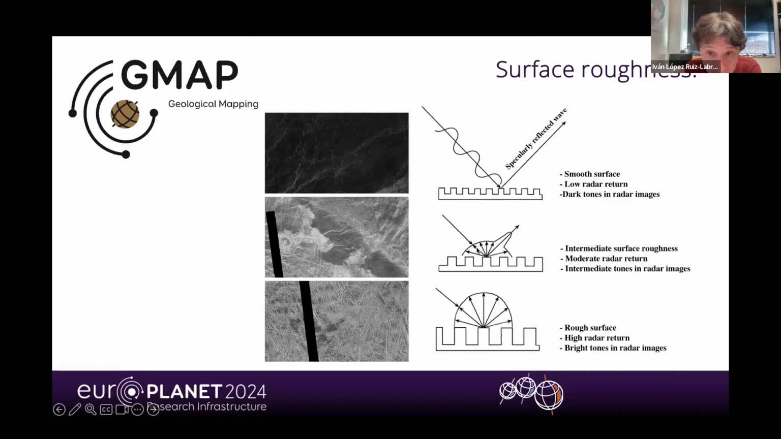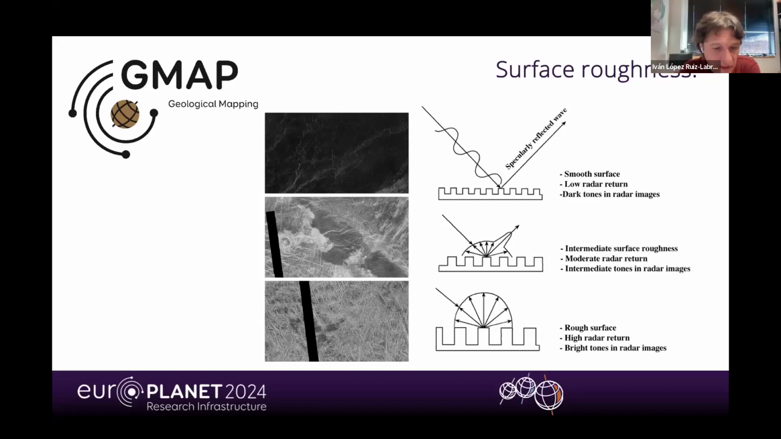When the surface is more rough, you see that there is a preferred direction for the reflected wave, but there is scattering in many directions. In this case, the sensor receives more energy, the pixel is brighter, and you see different tones of gray that indicate that the texture of the surface is different. And when you have very rough surfaces, like for example the tessera terrains that Giulia mentioned, you have a very high radar return, and you see images with a very, very bright tone. So when you see a radar image, you are seeing different things that depend on the texture.